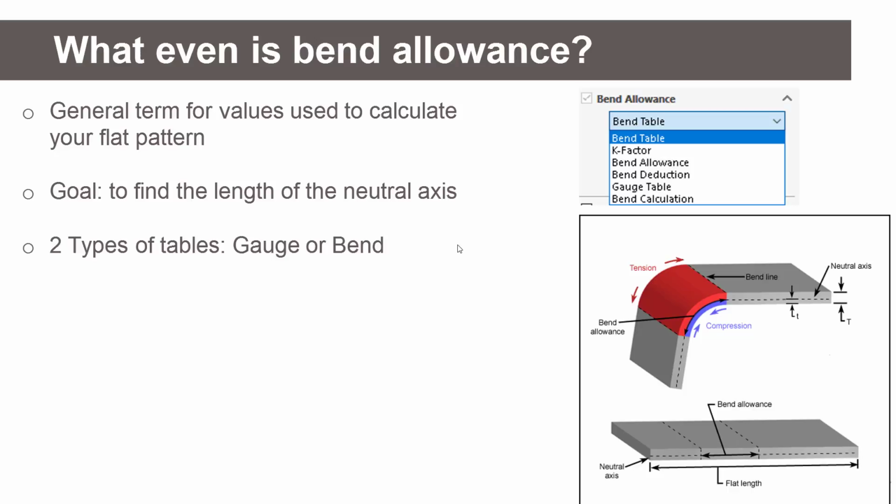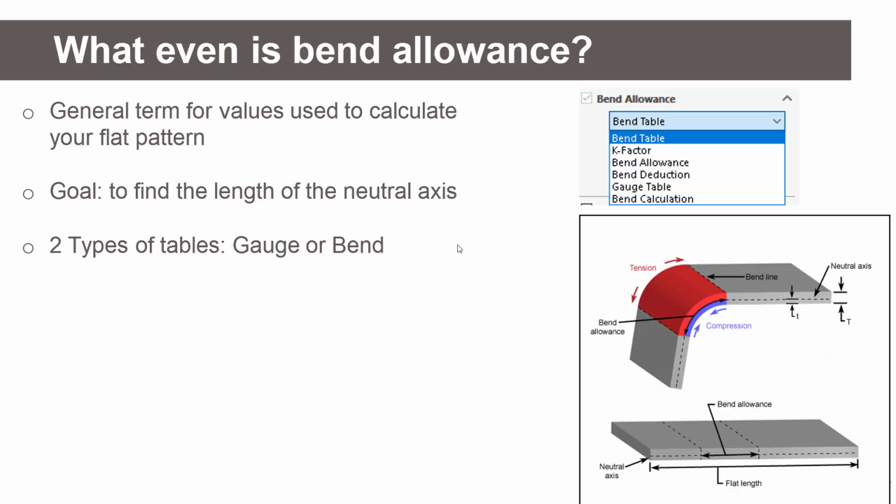Bend allowance for the most part is a general term used for the values used to calculate your flat pattern. So when you're actually forming those bends, how do you get it back to that flattened state, since there's tension and compression happening on these things? There's a lot going on whenever any bend is thrown into a part. So what is the goal of finding that bend allowance? It's to find the length of that neutral axis.